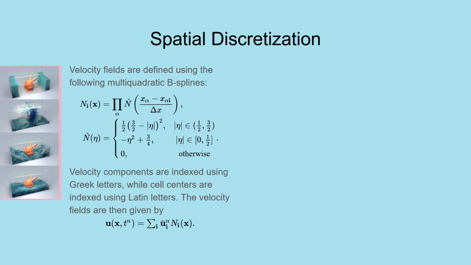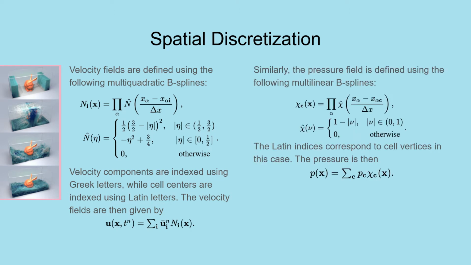We make this index bold to indicate that it is a multi-index over a grid. The pressure field is defined similarly, with linear instead of quadratic B-splines. These splines are centered on the pressure nodes, and have the property that they are 1 on their corresponding node, but 0 on all the others. For both the velocity and pressure fields, we express them as a linear combination of the B-splines.